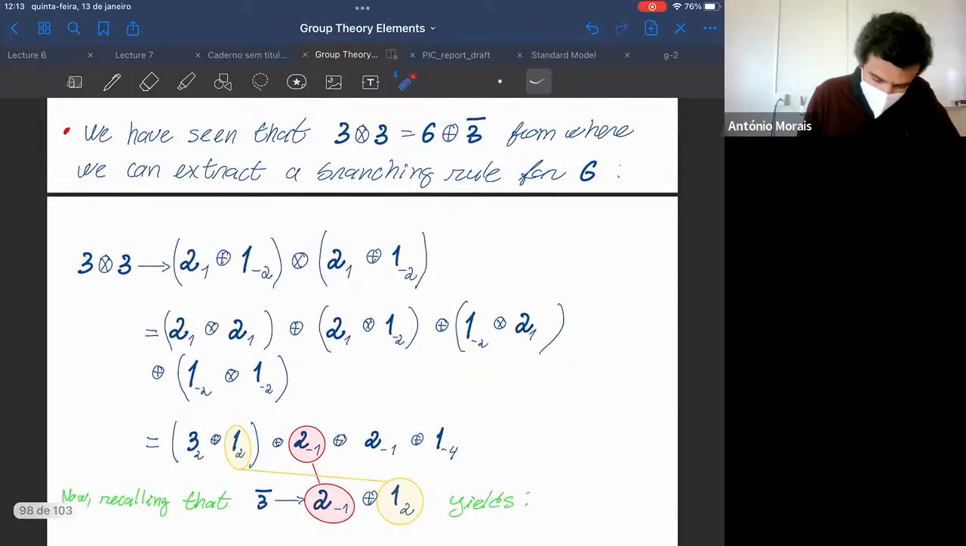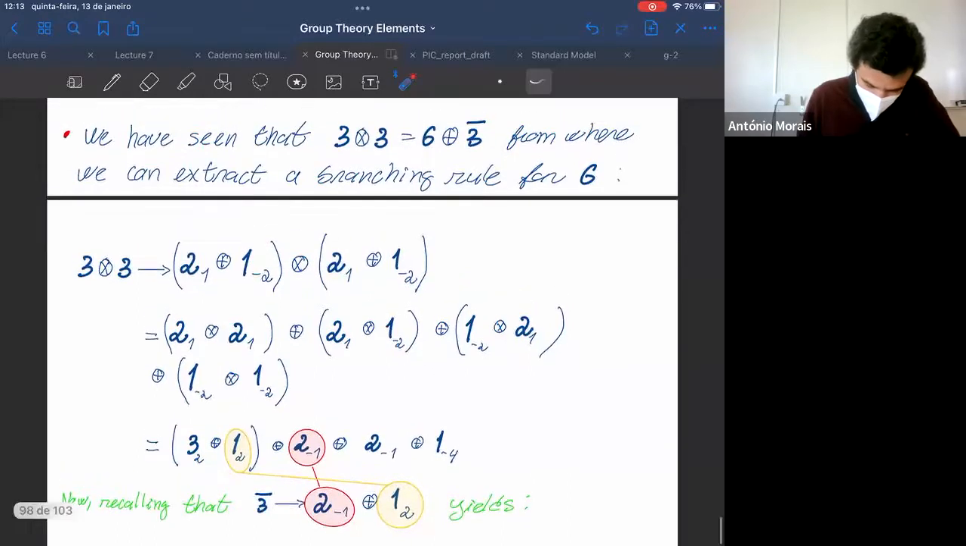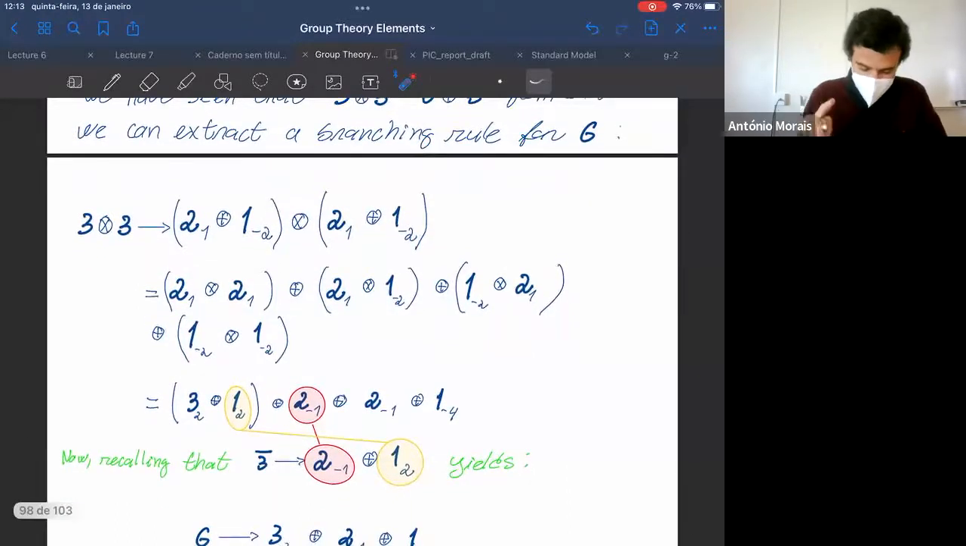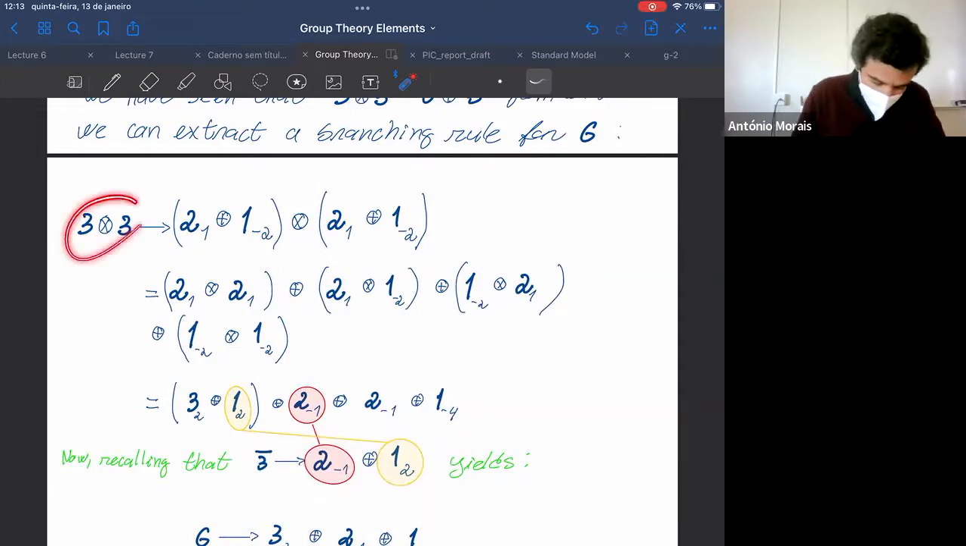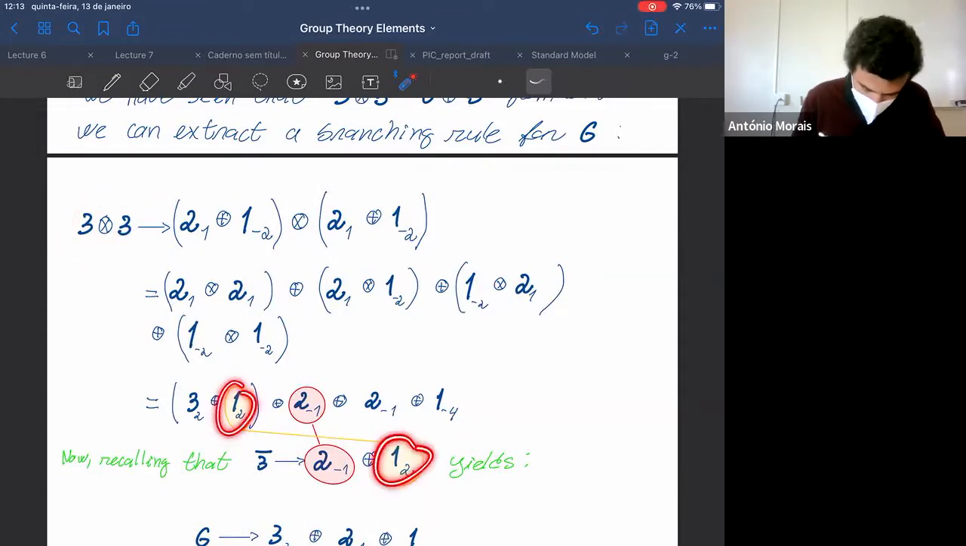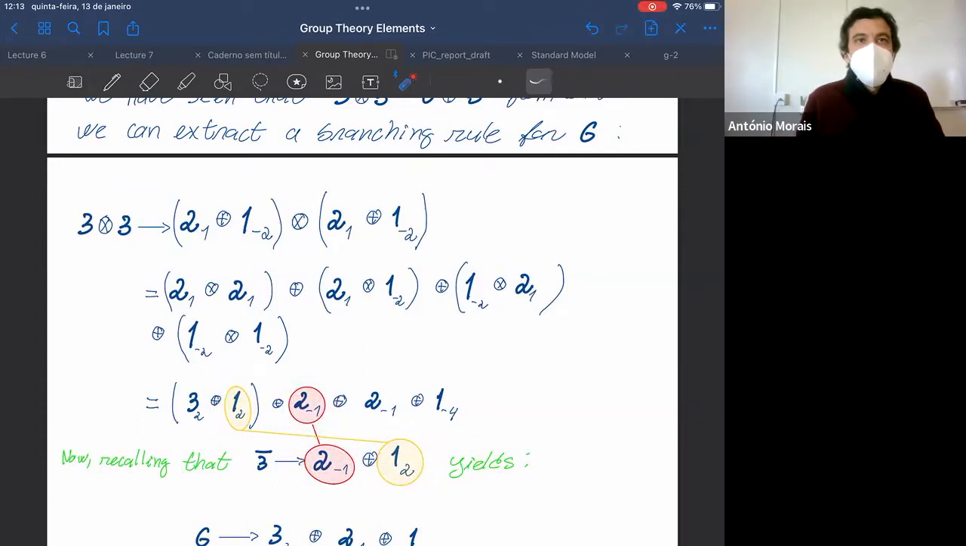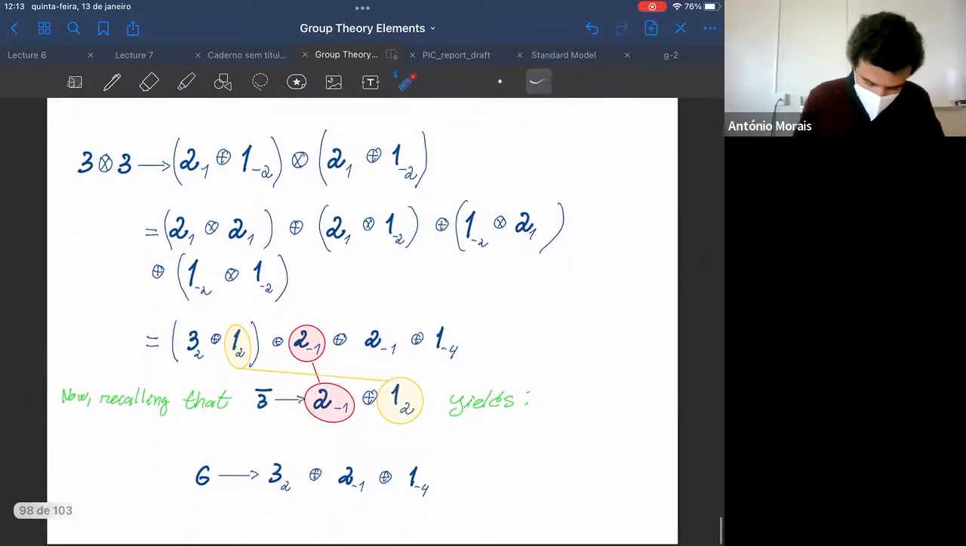Exactly, because this is 3 times 3 is 6 plus 3 bar. Let me just recall. Because the 3 bar, we know already that this branch is in this way. So out of this product, you identify 1, 2, you get here, and the 2 minus 1 you get here. So the remaining ones are the 6 ones. And you can even compute and see. So 3 plus 2 plus 1, in fact, is 6. So you get a 6, it's a triplet with a hypercharge, a doublet, and a singlet with these charges.